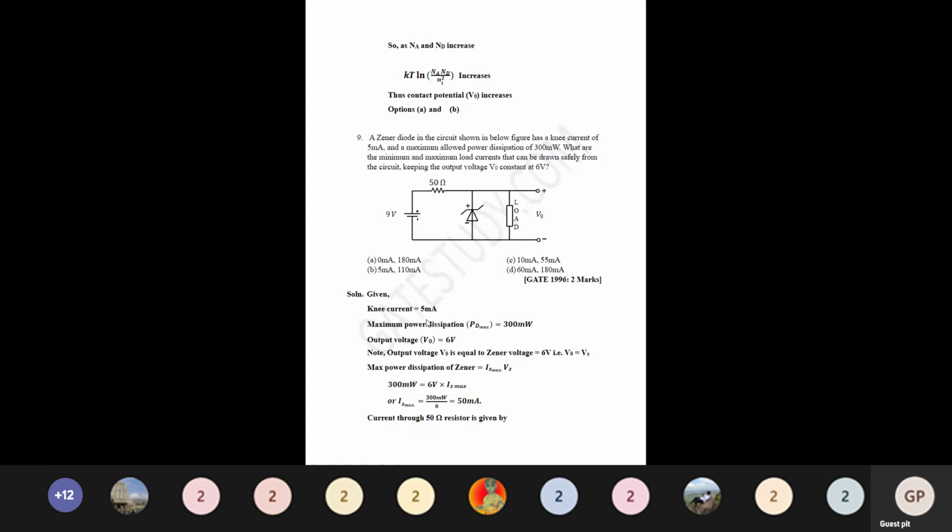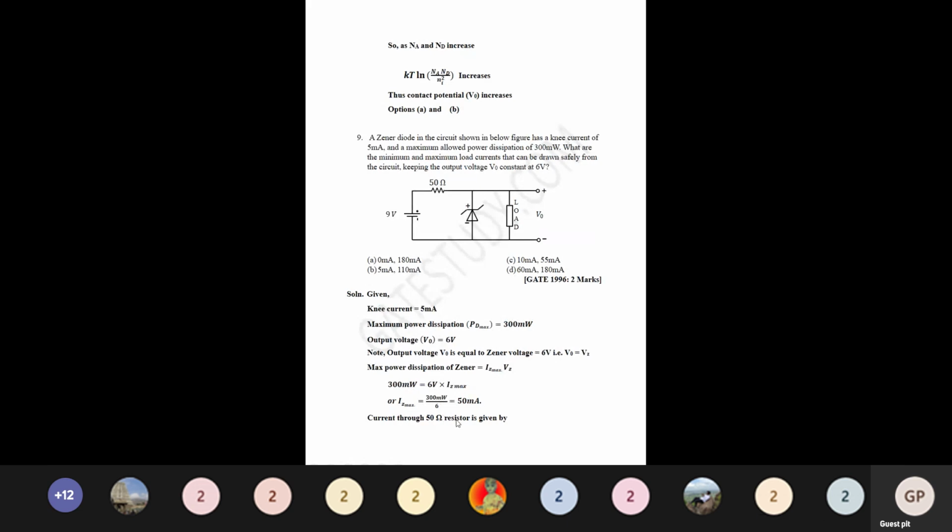The knee current is 5 milliampere. Maximum power dissipation is 300 milliwatt. Output voltage is 6 volt, equal to the Zener voltage, that is V0 equals Vz. Maximum power dissipation of the Zener equals Iz max into Vz. 300 milliwatt equals 6 volt into Iz max, so Iz max equals 300 milliwatt by 6. So the answer is 50 milliampere.